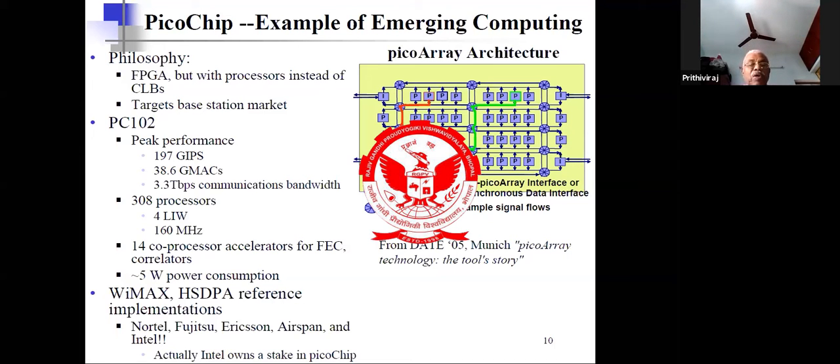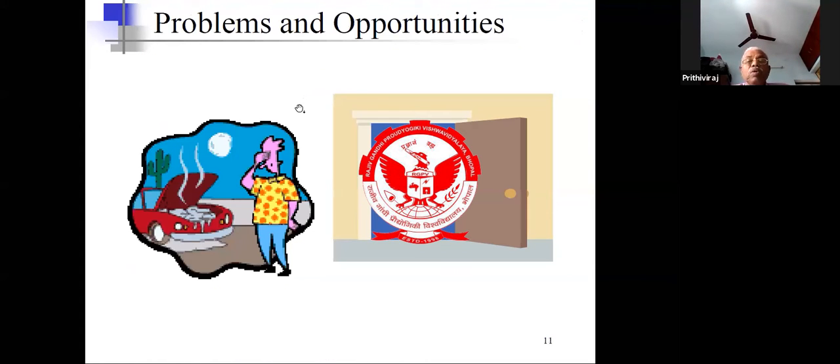Then from here, they have also translated to WiMAX and HSDPA reference implementations for companies like Nortel, Fujitsu, Ericsson, Airspan, and Intel. The very important point to remember here is that Intel owns a stake in this Pico chip, so they have very much a vested interest. Next slide.